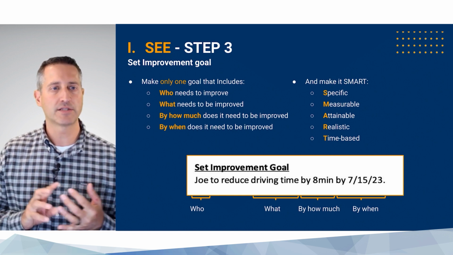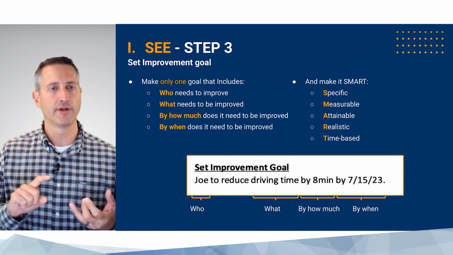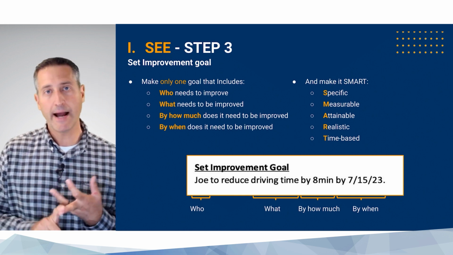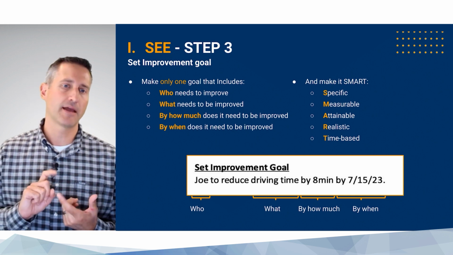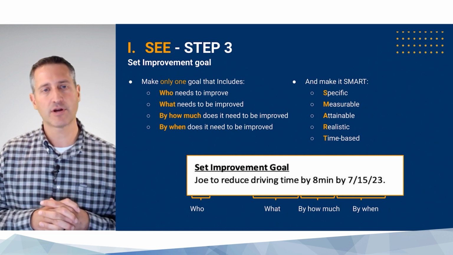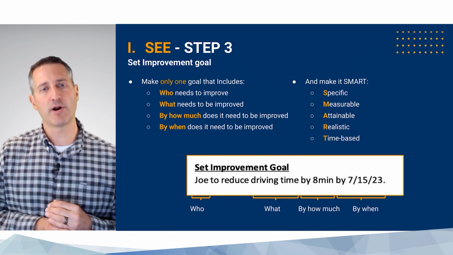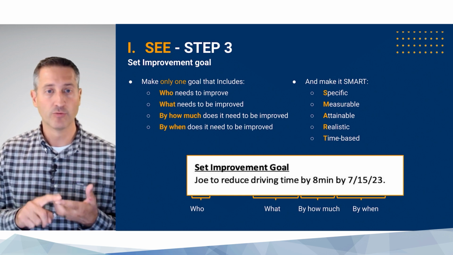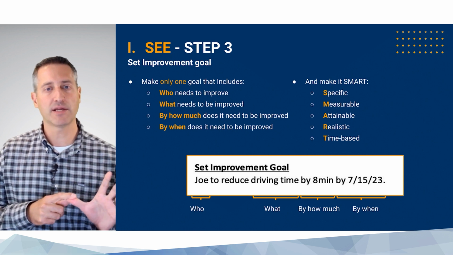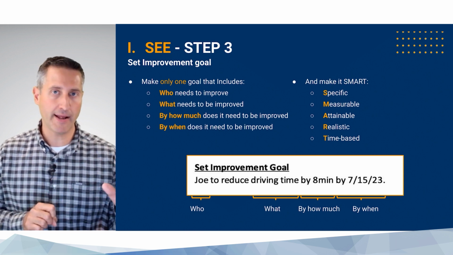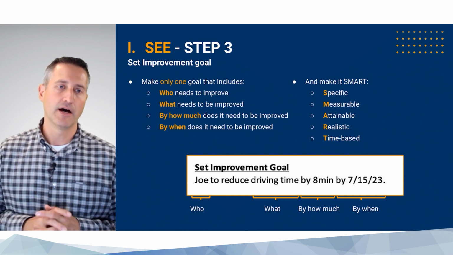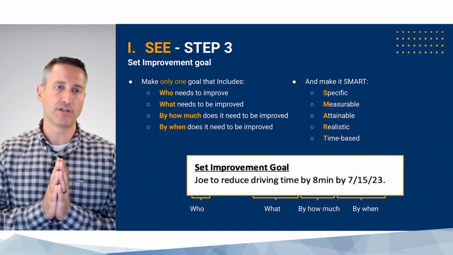So it should describe who, Joe. It should describe what needs to improve, the driving time, by how much, 8 minutes, and by when, July 15th, okay? And we call that a SMART goal. It's specific, it's measurable, it's attainable, realistic, and time-based. So we know by when, by how much, and what area we need to go focus on. That's pretty much what you need to think about.